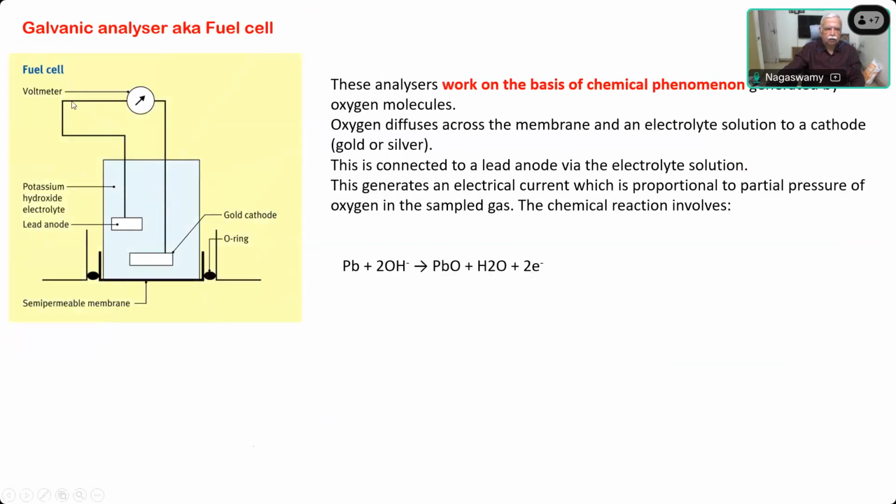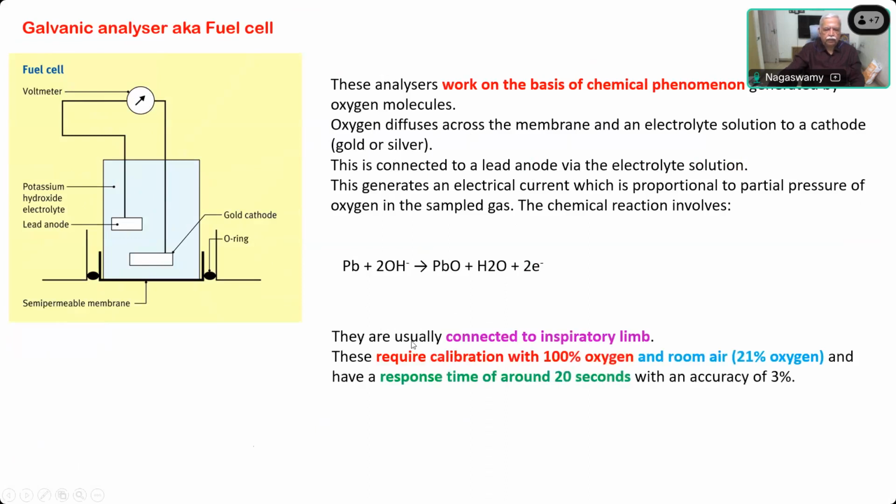So this is how the whole thing is. You have a lead anode and a gold cathode, and the semi-permeable membrane. Oxygen travels through this and attaches, and there is an electrical reaction. The electrons produce the voltage change, which is measured here. They are connected to the inspiratory limb. They require calibration with 100% oxygen, and then we have to expose them to room air to see whether they are reflecting the concentration correctly.